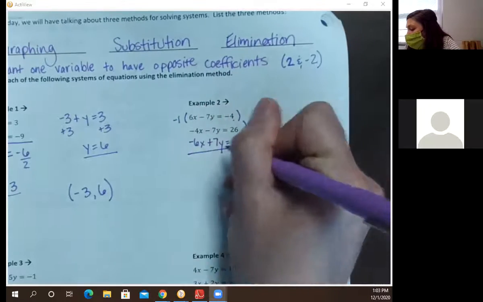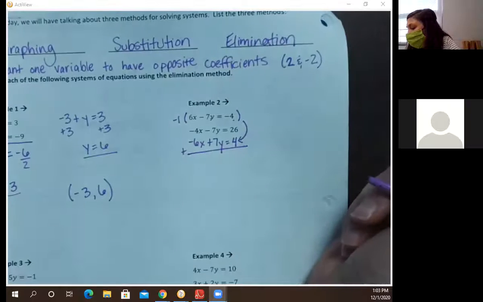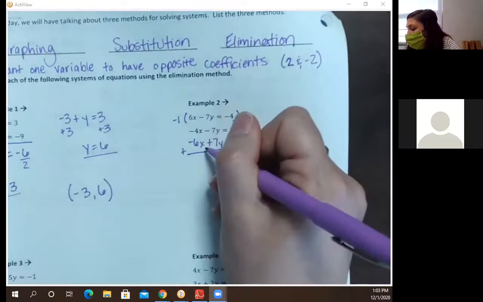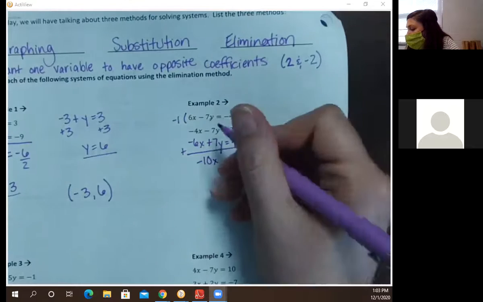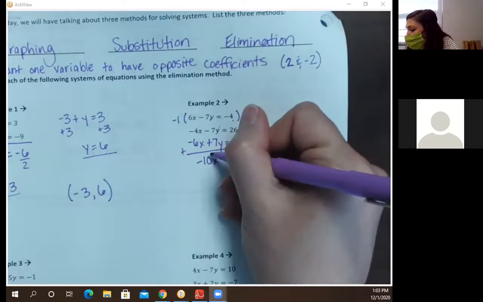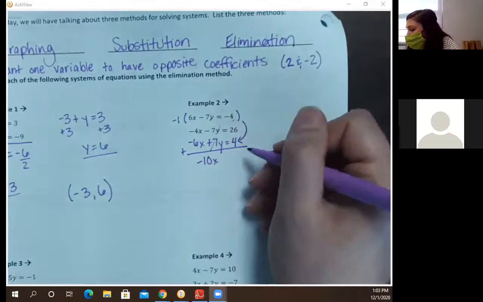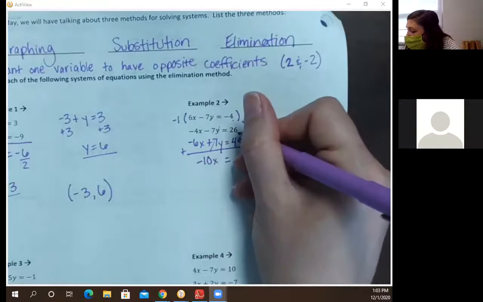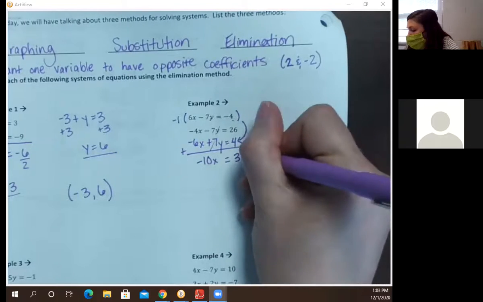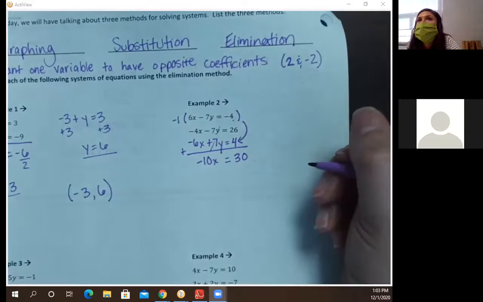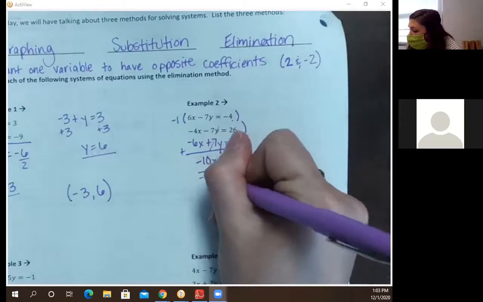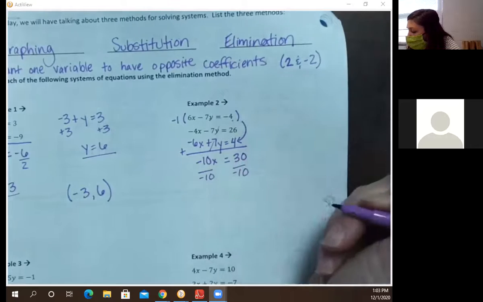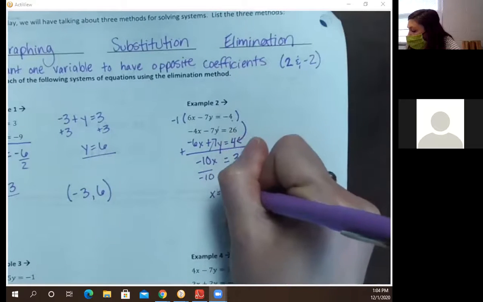And I'm going to add my equations together. -4x minus 6x would be -10x. -7y plus 7y means my y's are gone. And that equals 26 plus 4 is 30. Now I want to get x by itself, so I'm going to divide both sides by -10. And I get x to be -3.